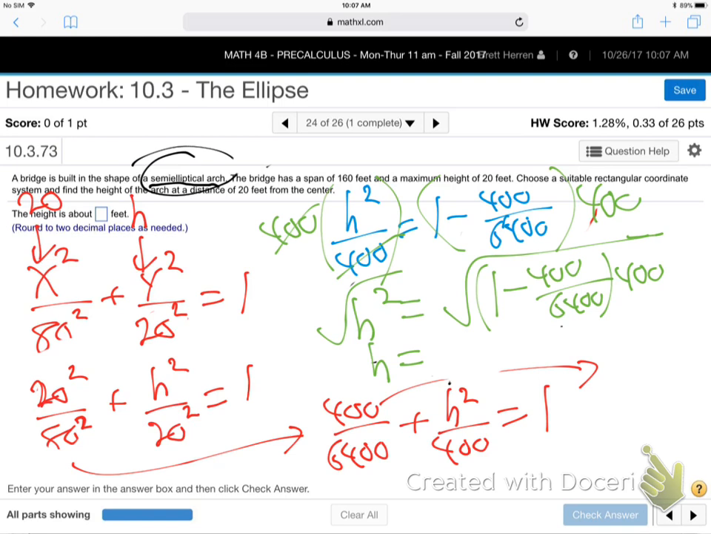So the square root of, let's see, 1 minus 400 divided by 6,400, times 400. Okay, I'm getting 19.36. I don't know, two decimal places. 19.364, yeah. 19.36. Y'all getting that? Well, thank you. All right, I've got to move on. Glad to help you. Come see me. I'm going to need to wrap up.